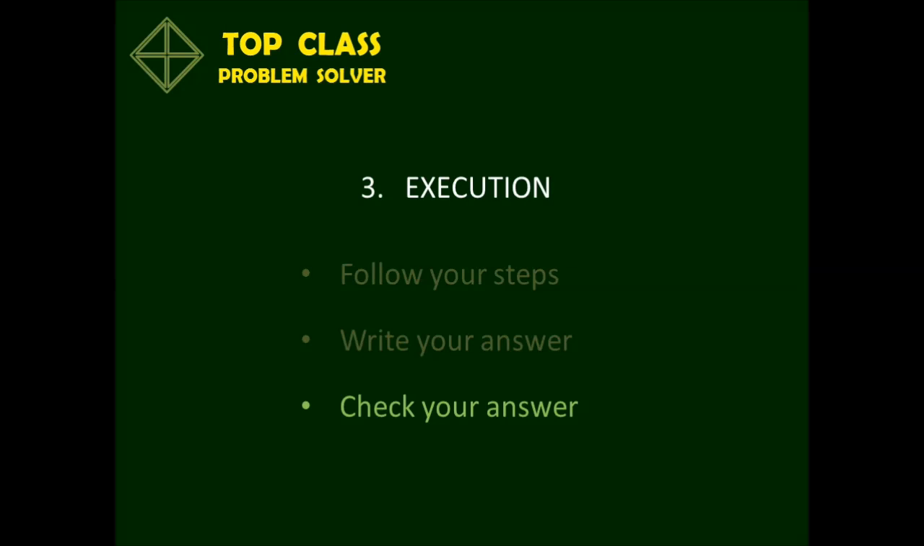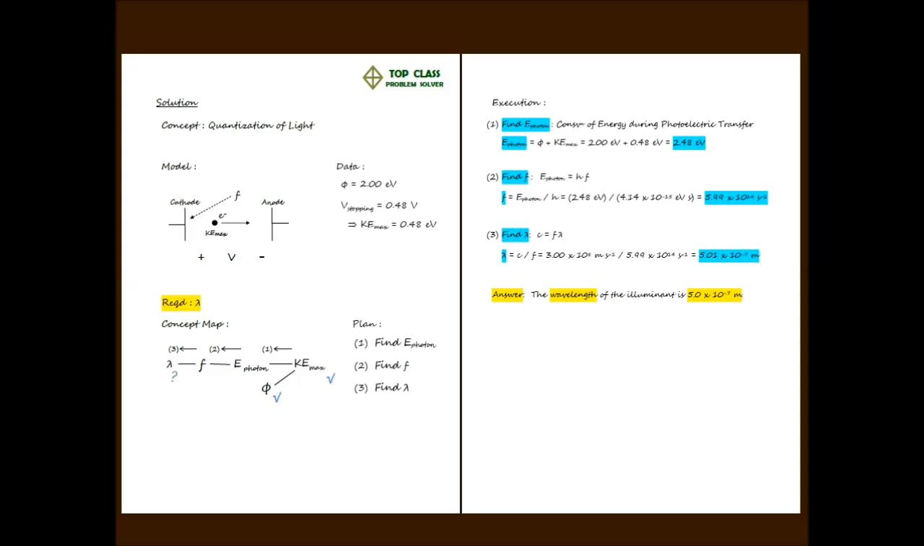When you check your answer, make sure that you state clearly what is required, that you give the appropriate unit, and that the magnitude of your answer is reasonable. We are asked to find the wavelength of the incident light, and we have given this wavelength in meters, which is the correct unit for wavelength. We also notice that this wavelength is 500 nanometers. This wavelength falls within the range for visible light. This is therefore a reasonable order of magnitude for our final answer. Here once more are the 3 steps of our problem-solving method.